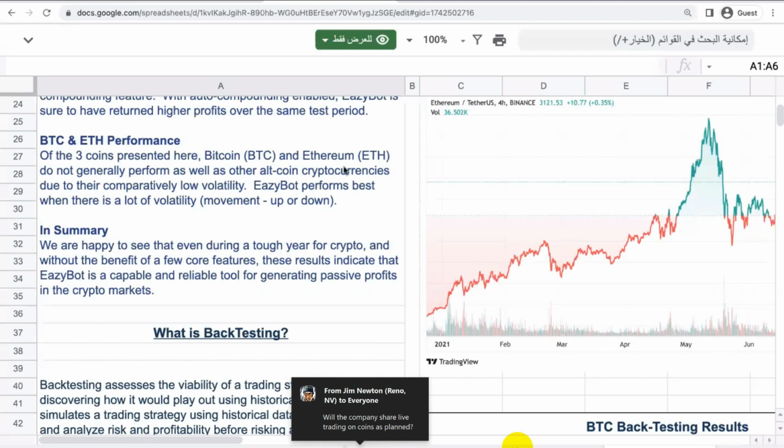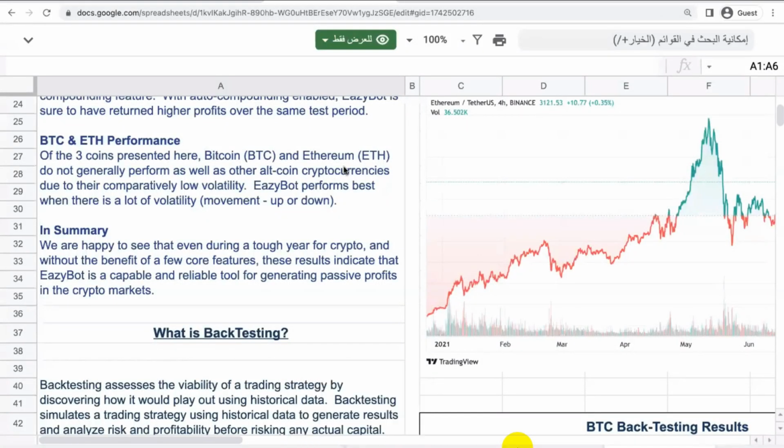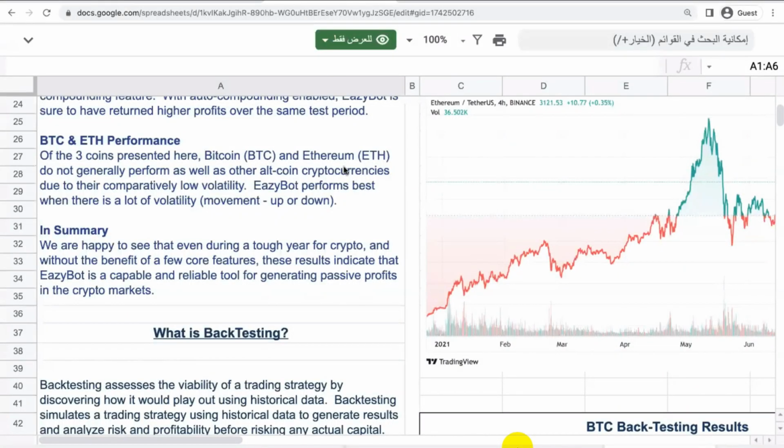So in summary, we're happy to see that even during a tough year, these results run from January 1st through, there are some different dates. We'll identify those as we go through them. 2021 was a particularly tough year for crypto. And without the benefit of some of the core features that are included in Eazybot, these results indicate that Eazybot is capable and reliable for generating passive profits in crypto markets.